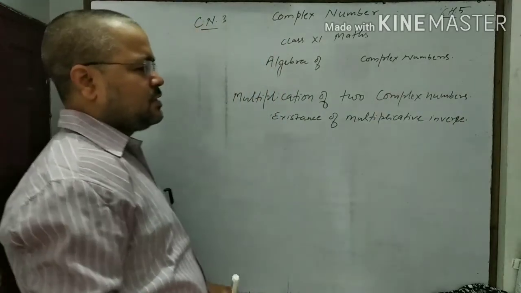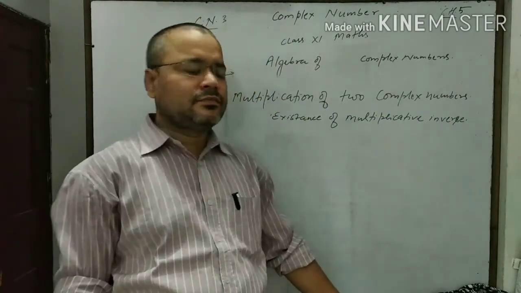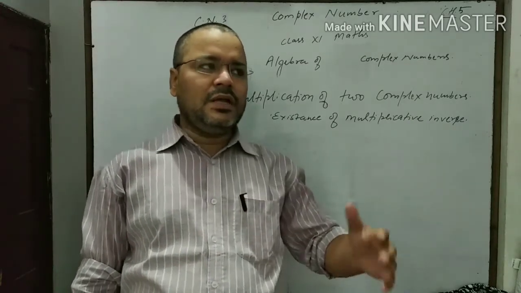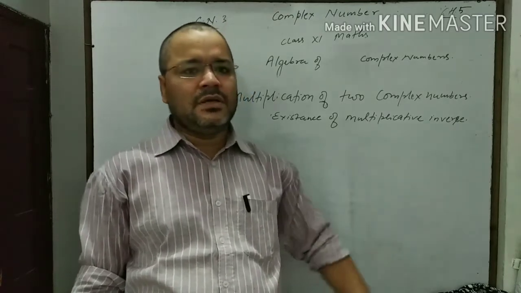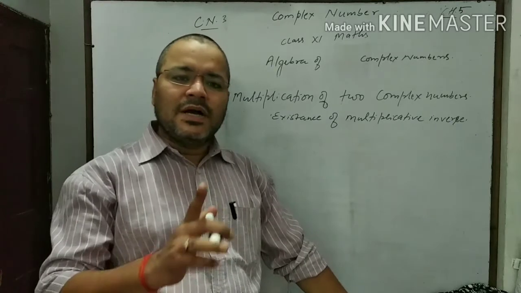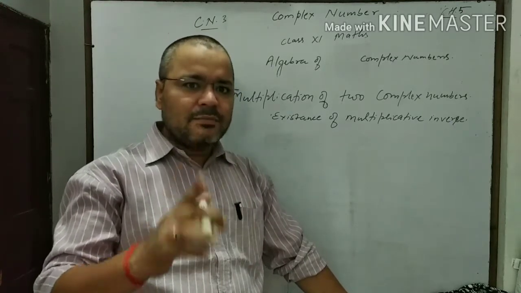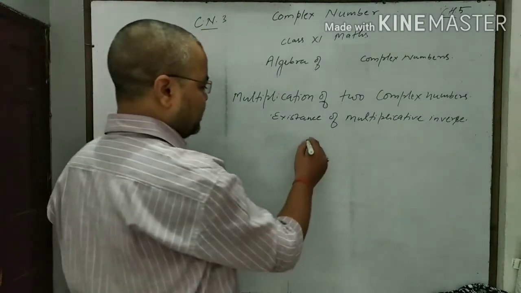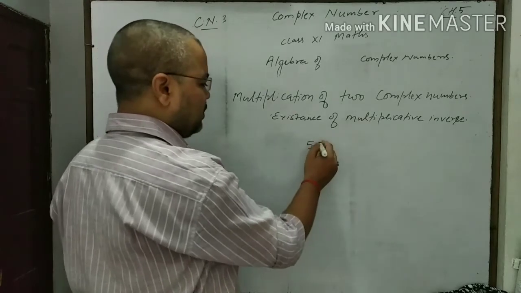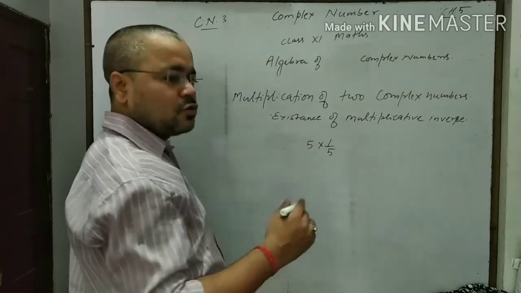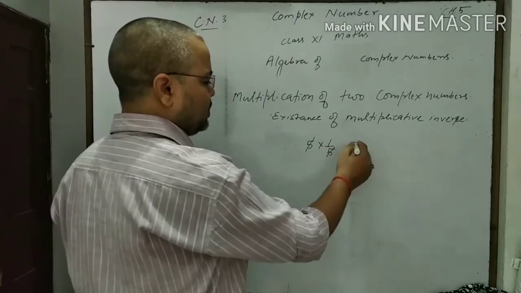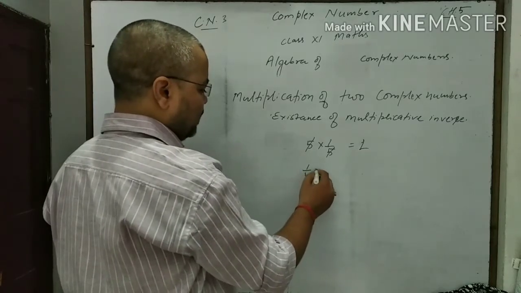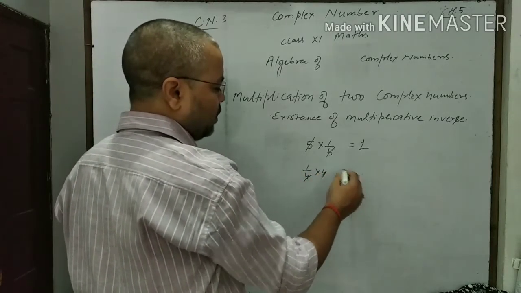In the case of addition also, I explained the existence of additive inverse. If we have any complex number a plus ib, then the additive inverse will be minus a minus ib. Here, what is the multiplicative inverse? If I write 5, then its multiplicative inverse will be 1 by 5, so that the multiplication of these two numbers is equal to 1. The multiplicative inverse of 1 by 4 is 4.